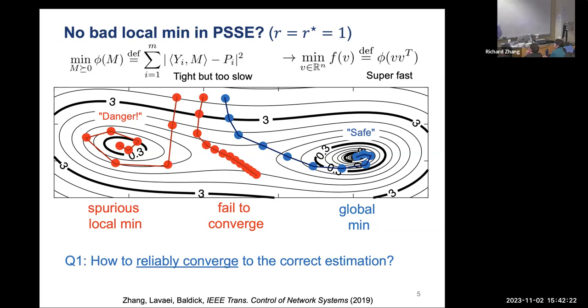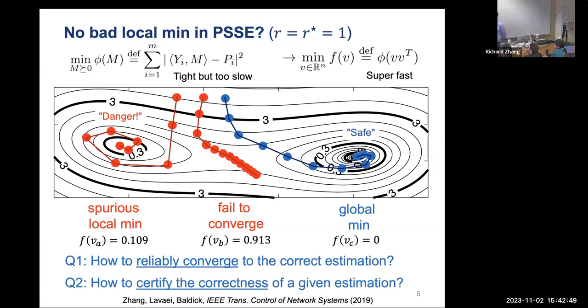Now, you'll tell me, well, one thing we can do is we're trying to minimize the loss function, so we can just evaluate the value of the loss function. And then you can see that, okay, well, the failure to converge has loss function 0.9, right? But the spurious local min had loss function 0.1, and the global min has loss 0. How do you tell the global min and the local min apart? So how do you verify that conversion to one of these is actually the correct estimation? So lots of questions, right?